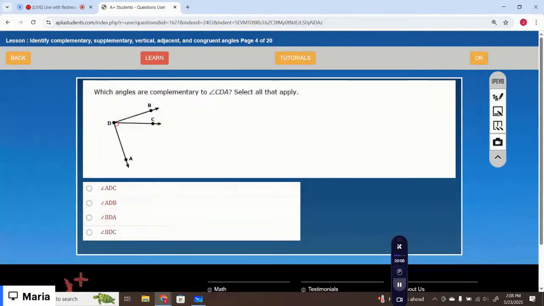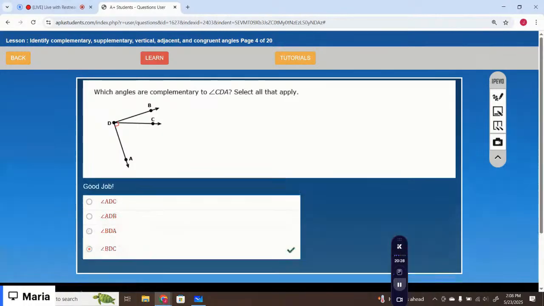Which angle is complementary to angle CDE? The complementary angle to angle CDE is BDC. Option number 4 is the correct option, that is angle BDC.